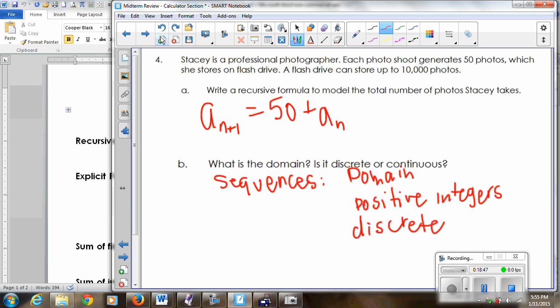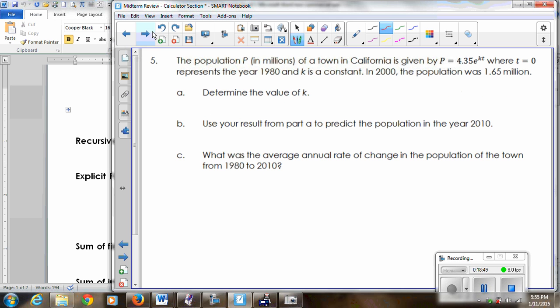Okay, in the next problem, it says the population P in millions of a town in California is given by the equation, where T equals 0 represents the year 1980 and K is a constant. In the year 2000, the population was 1.65 million. If you guys remember, when we learned about exponential functions, that coefficient happens to be the initial value. So in 1980, the population in this town was 4.35 million. And then in the year 2000, the population was only 1.65 million.